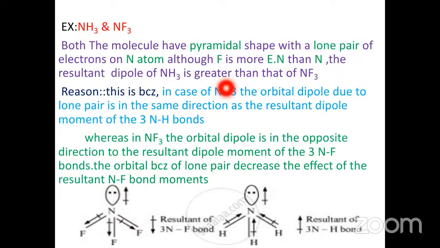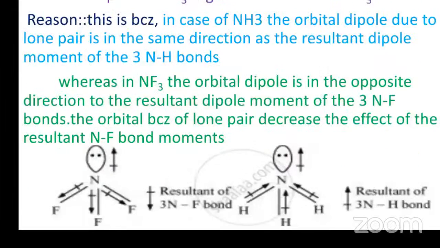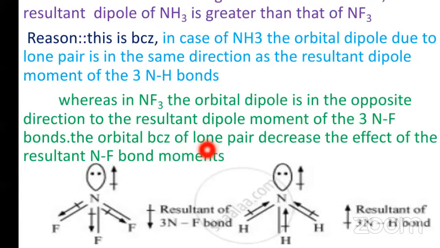Next goes to, we will observe the NH3 and NF3 structures. If we observe these NH3 and NF3 structures, these two are pyramidal in shape, and they have one electron pair on the nitrogen atoms. But also here the NH3 has a higher dipole moment than the NF3.